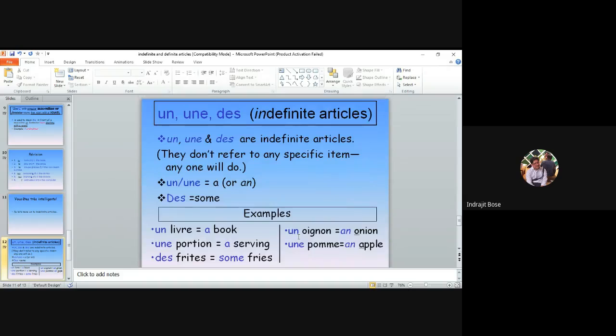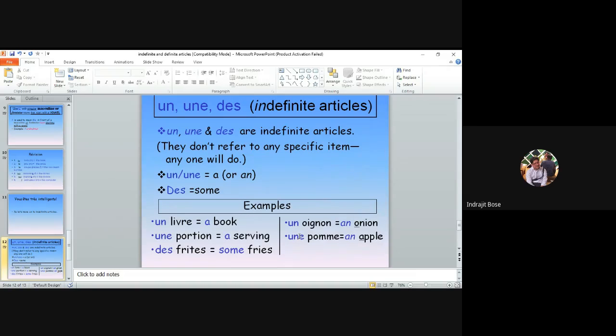So let us go to the indefinite articles: un, une, and des. Un, une, and des are indefinite articles. They don't refer to any specific item. Un or une are like a or an. But des means some unidentifiable or unspecified quantity.